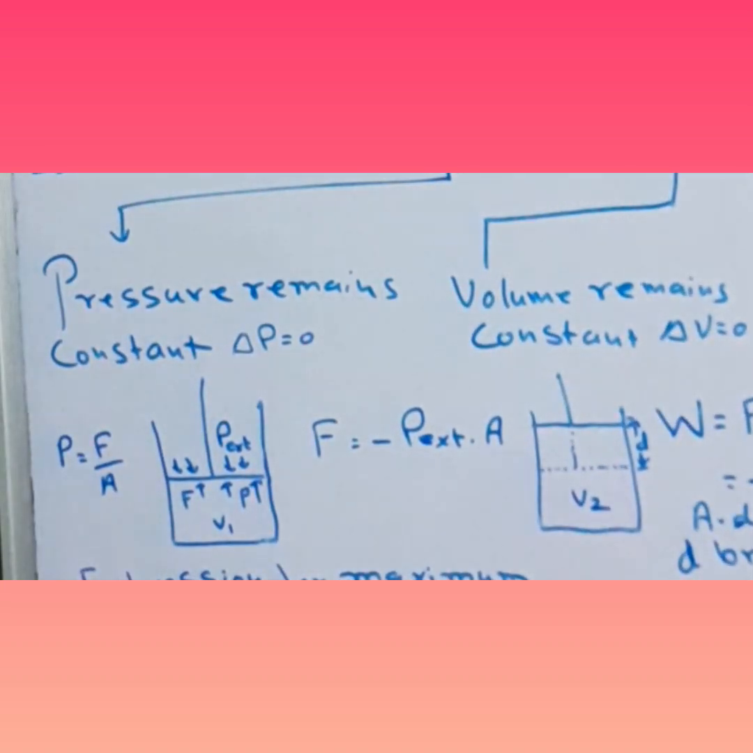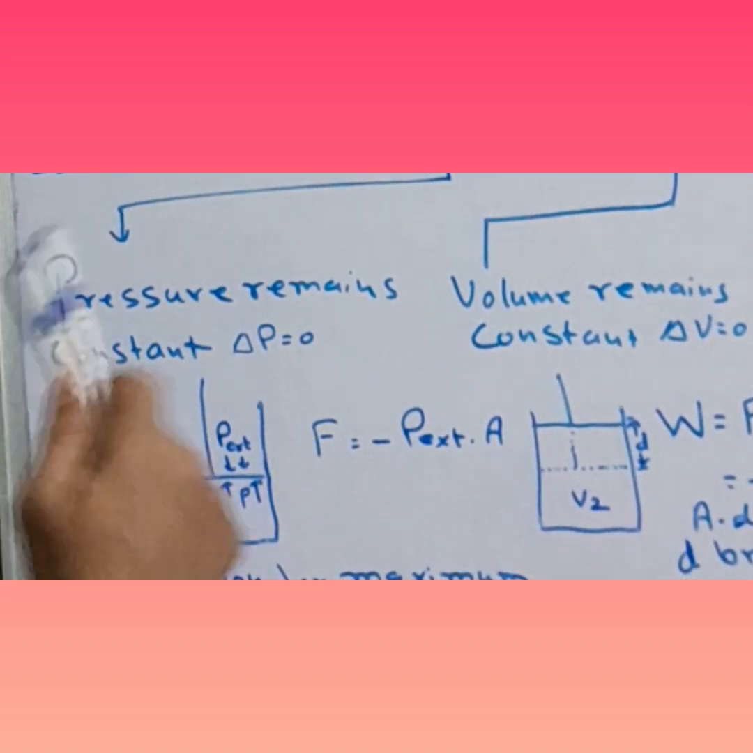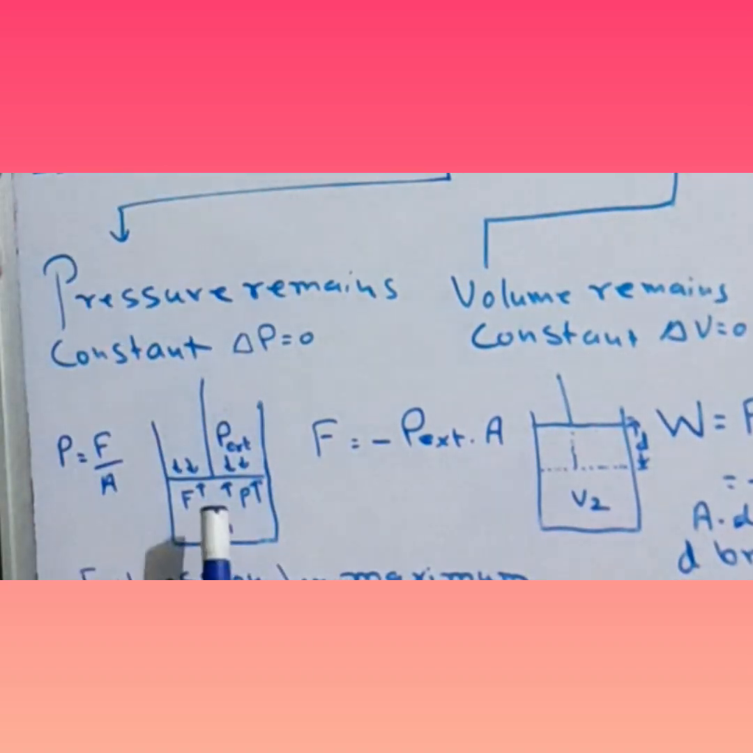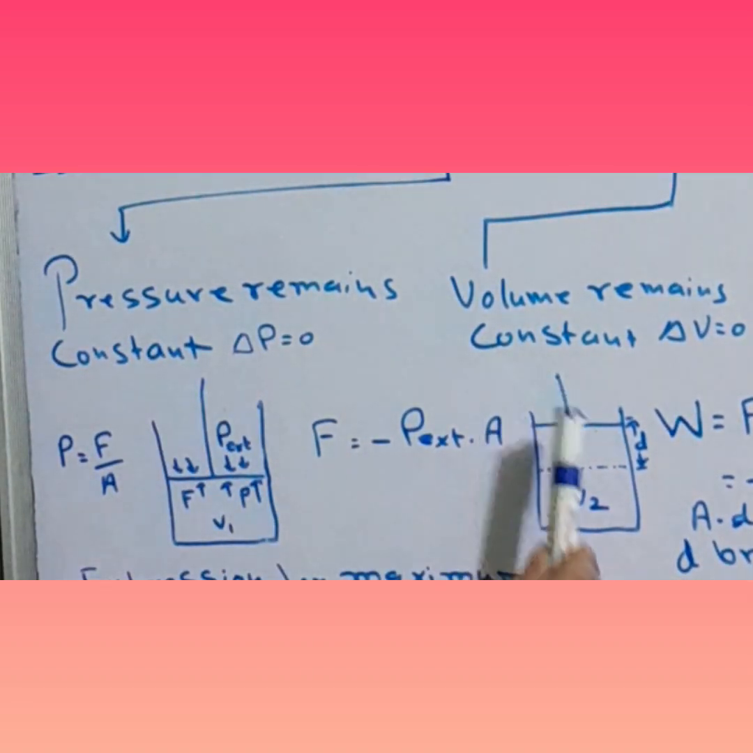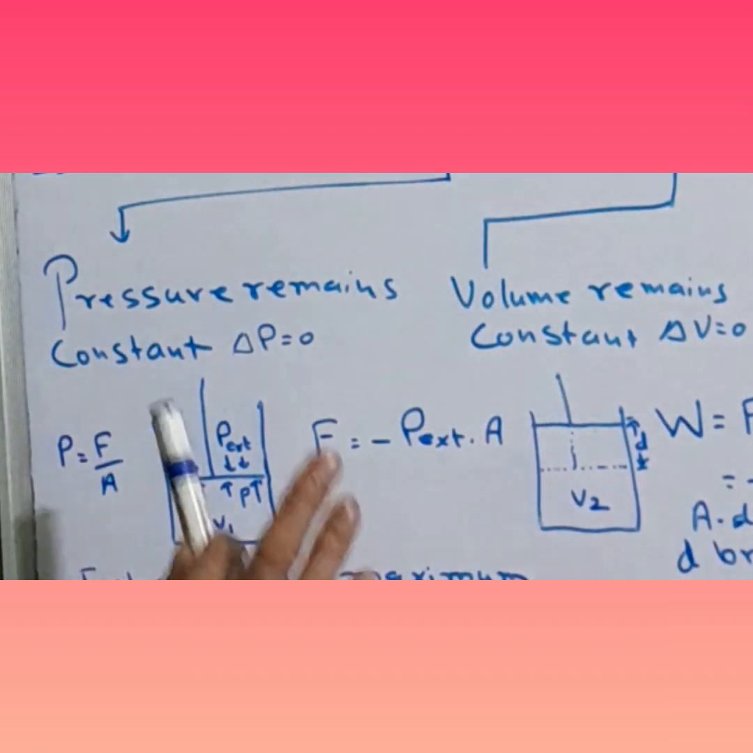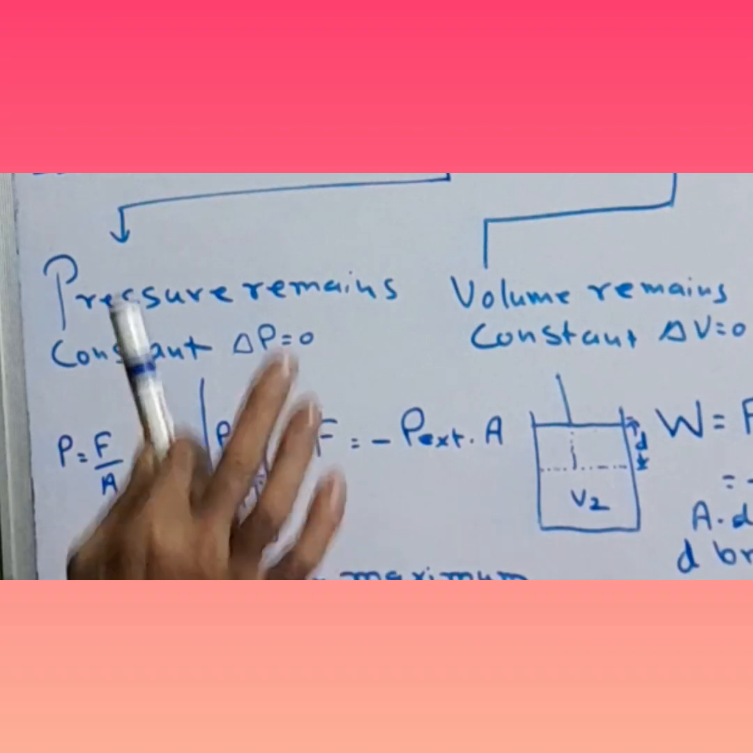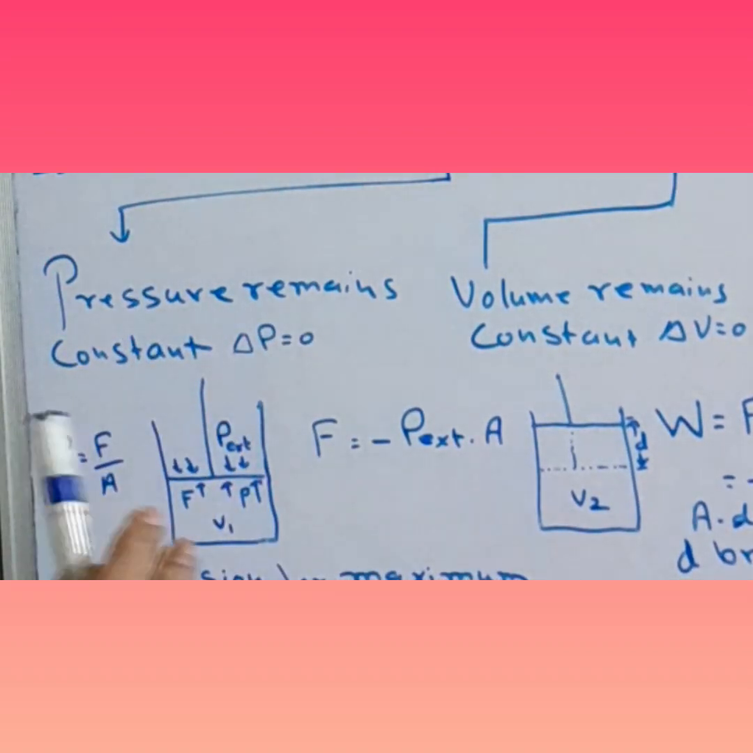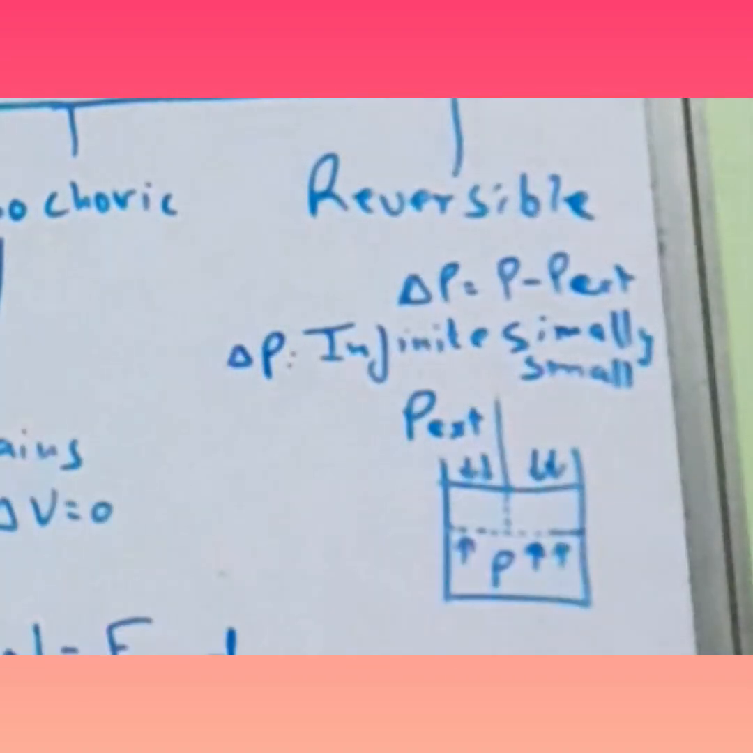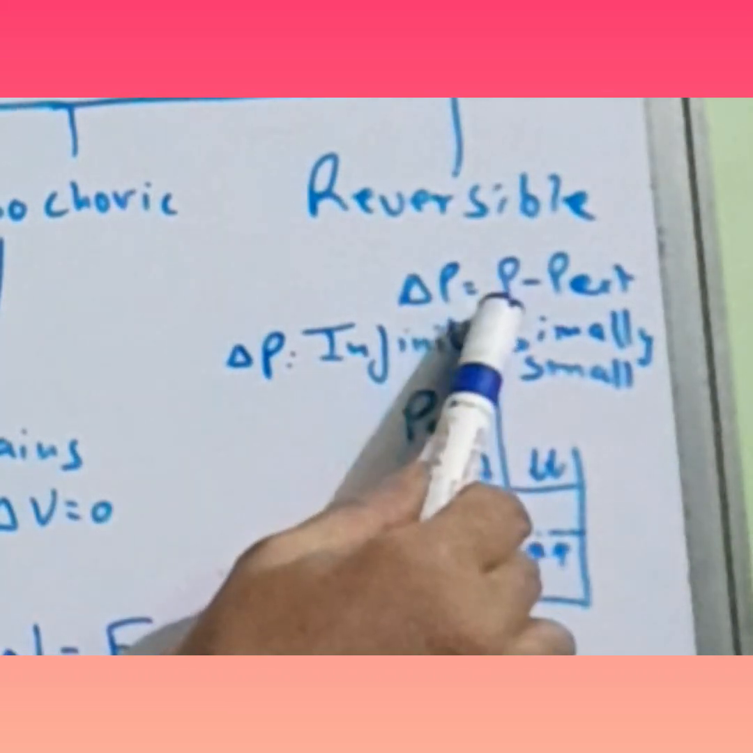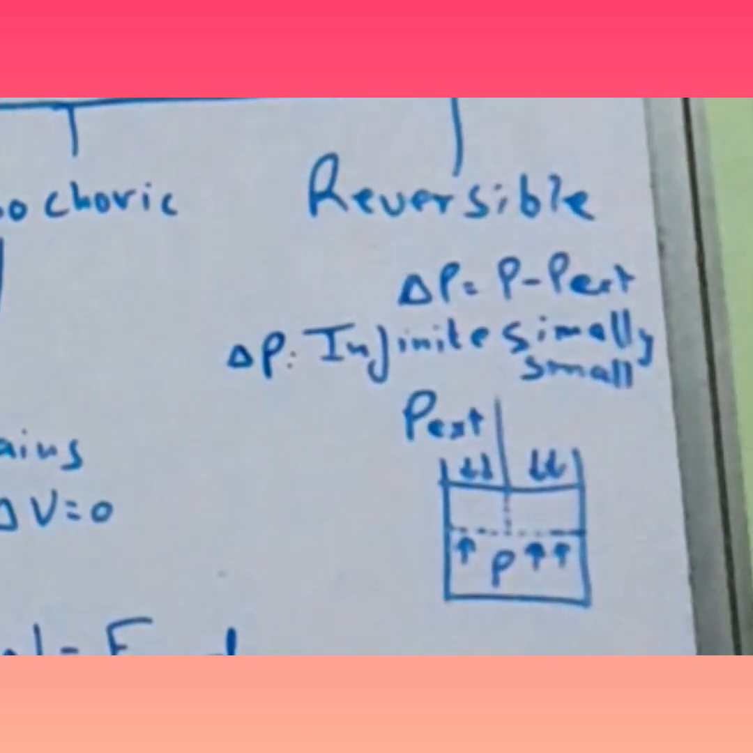Obviously, because internal pressure was much greater than external pressure, it pushed the piston out and covered this distance D. So there has to be a difference between internal pressure P and external pressure PEXT. That's what I have written here: del P, the change in pressure, internal minus external. Since the piston has moved up, internal pressure was much greater than external pressure.